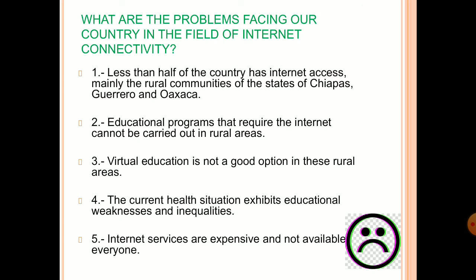areas. It is because it's more expensive and the cell phone companies need more money to invest in these areas. The third problem is virtual education is not a good option in these rural areas. The other problem is the current health situation exhibits educational weaknesses and inequalities. And the last problem is internet services are expensive and not available to everyone.